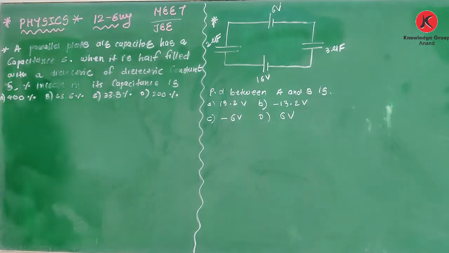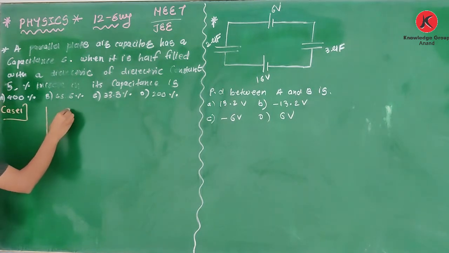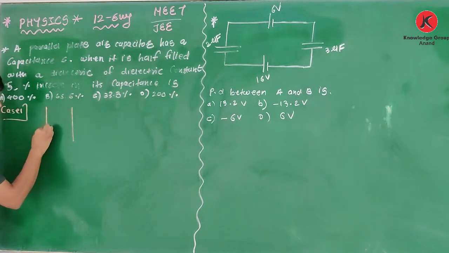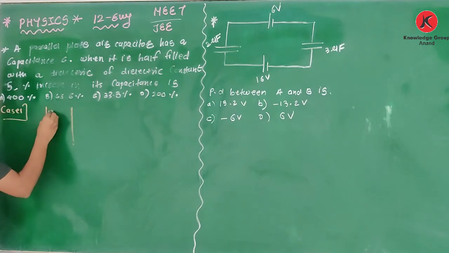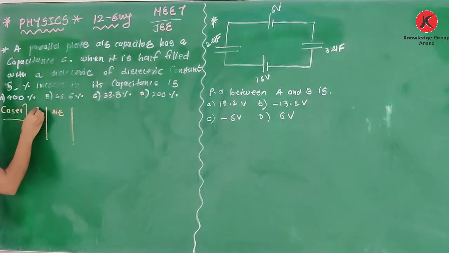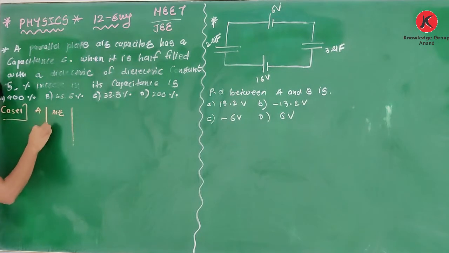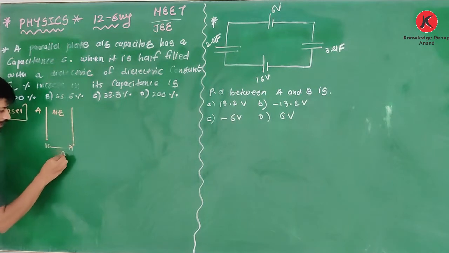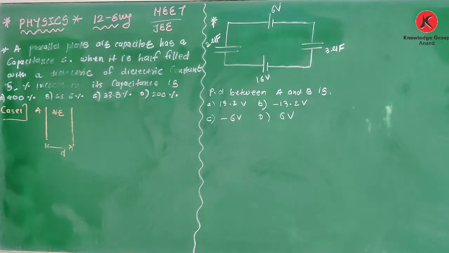See, case 1, what is given? Case 1 means initial condition. A parallel plate air capacitor, suppose it is like this. The medium between the two plates is air. Let the cross sectional area of this plate be A. Distance between the two plates is D. Yes, it is simple. Then in this case, what is the capacitance? C is equal to epsilon 0 A upon D.